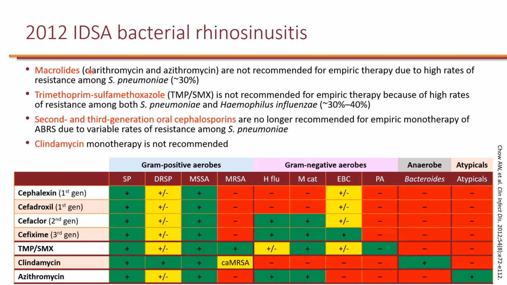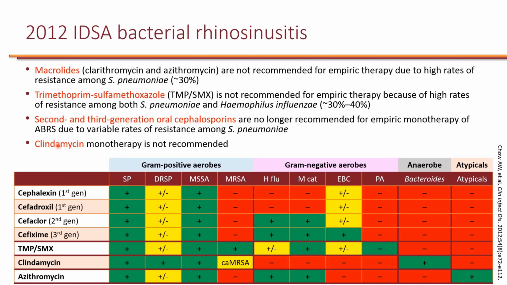Now, these are the things that you should avoid. Macrolides, so azithromycin does not have good activity against drug-resistant strep pneumo, so that should be avoided. Trimsulfa does not have good activity against drug-resistant strep pneumo or H. flu, so it should be avoided. Second and third generation oral cephalosporins do not have good activity against drug-resistant strep pneumo, so they should be avoided.